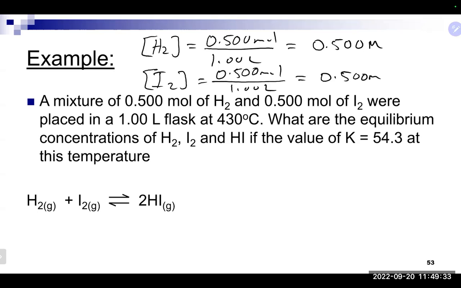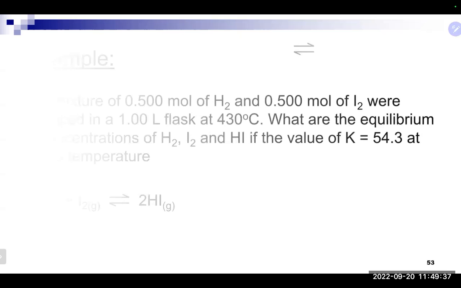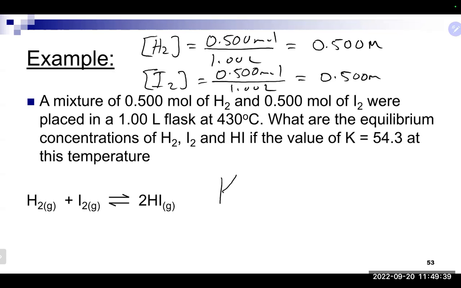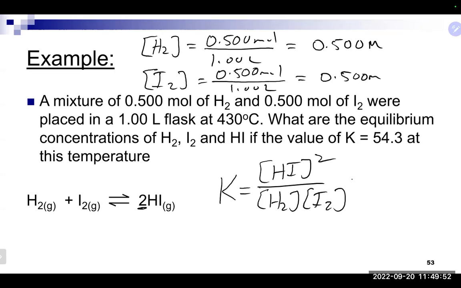So we'll do our ice table. I'm just going to flip the page here to do that. Oh, by the way, we could also write our equilibrium expression. Our K in this case would be the concentration of HI, which we do need to square because of the coefficient, divided by the concentration of H2 times the concentration of I2, and that will equal our 54.3. So obviously we might want our expression as well.